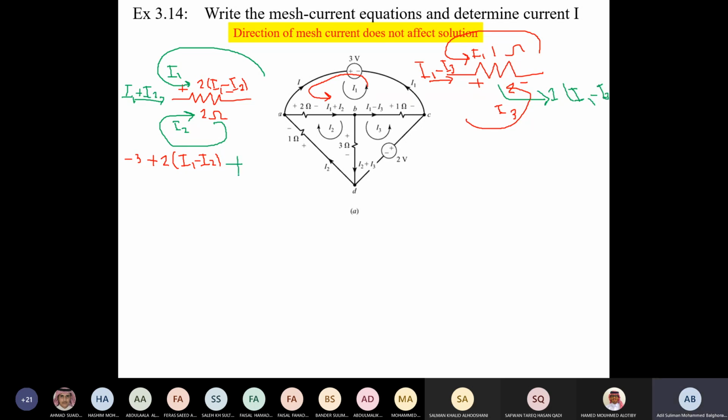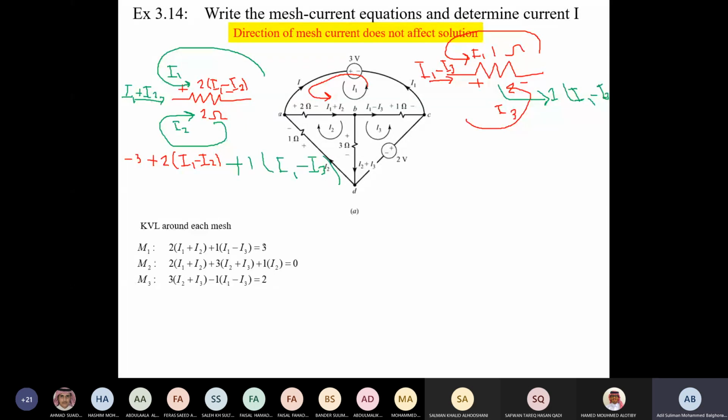So here plus 1 (I1 minus I3), and I close the parentheses. Okay, and that's basically the first equation over here, and that's exactly this one. Look at the 3 here, equal to 0. A 3 when it goes to the other side becomes plus 3. Well, this is the 2 I1 over here. Well, this is the 1 (I1 minus I3), which is this one.